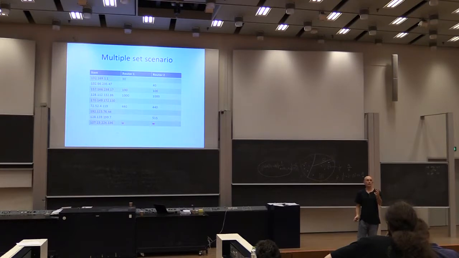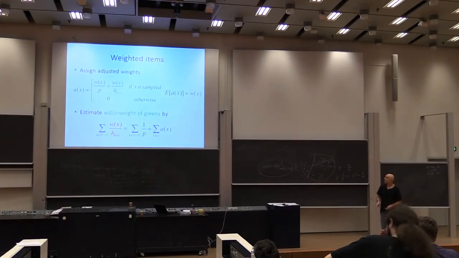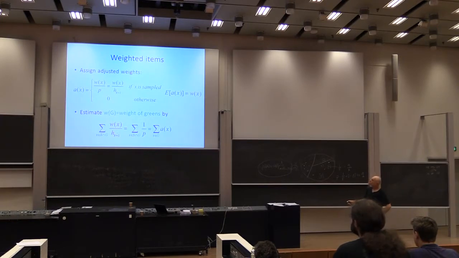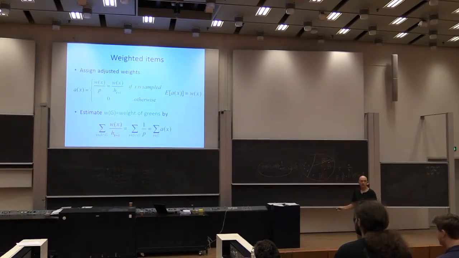The adjusted weight was 1 over p if I sample you, and 0 otherwise. So the expectation would be 1. That's good for cardinality, but I want to count the total weight, so I need this to be the weight of the item. So instead of defining the adjusted weight to be 1 over p, I would define it to be the weight over p if I sample you, and otherwise it's 0.